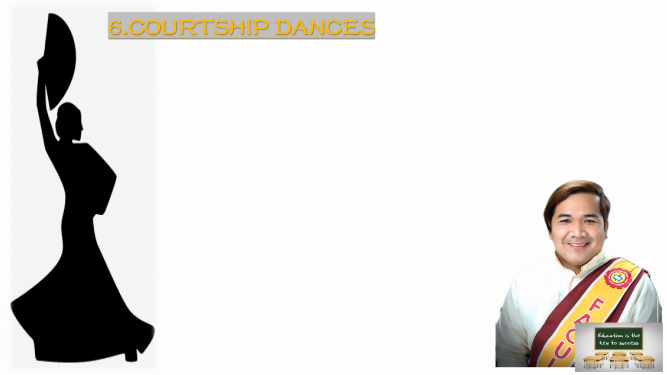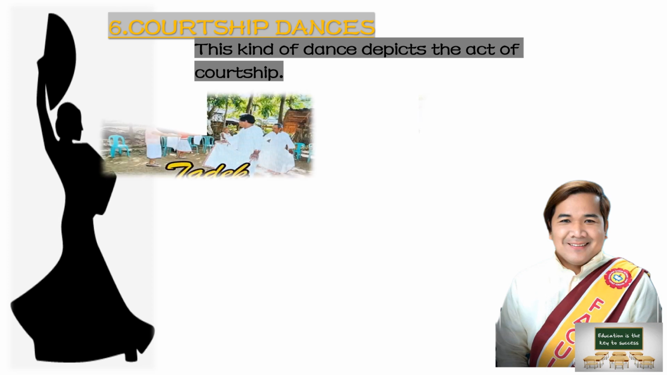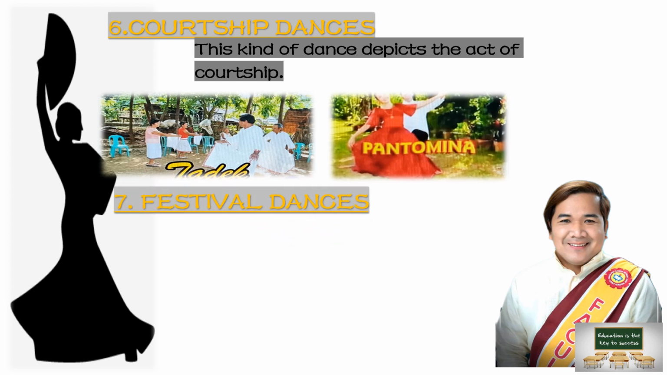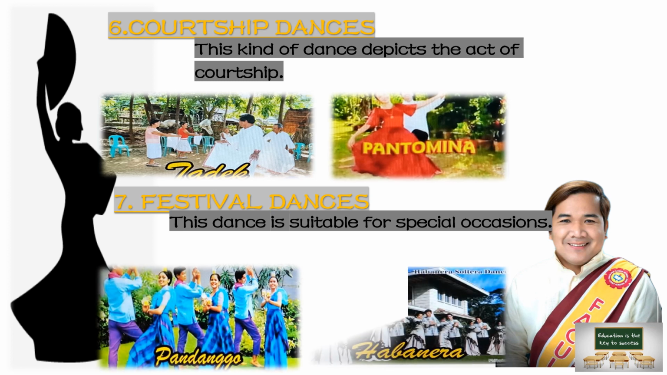Sixth, courtship dances. This kind of dance depicts the act of courtship. For example, Tadek and Pantomina. Seventh, festival dances. These dances are suitable for special occasions. For example, Pandango and Habanera.